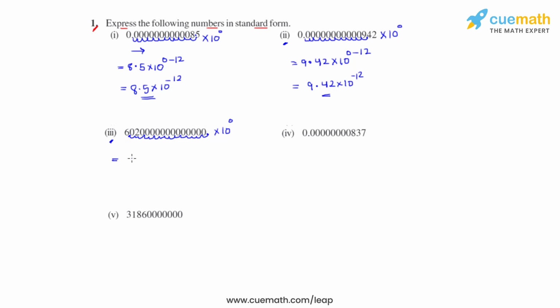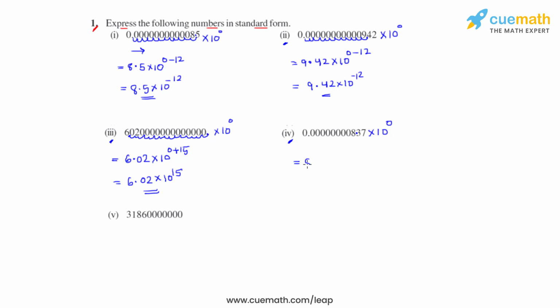So when the decimal is moving towards left, the power must get added. The same number must get added. So we write it as 6.02 times 10 raised to 0 plus 15. So that gives us 6.02 times 10 raised to 15 as the standard form of the number given in the third bit. Now for the fourth bit again, the decimal is to be moved towards right so that it is between 8 and 3. We first write it as a product of the given number and 10 raised to 0. Now on counting we get that the decimal is to be moved 9 places towards the right direction.